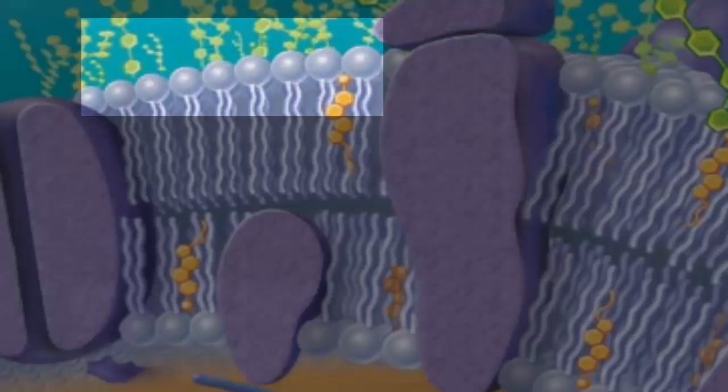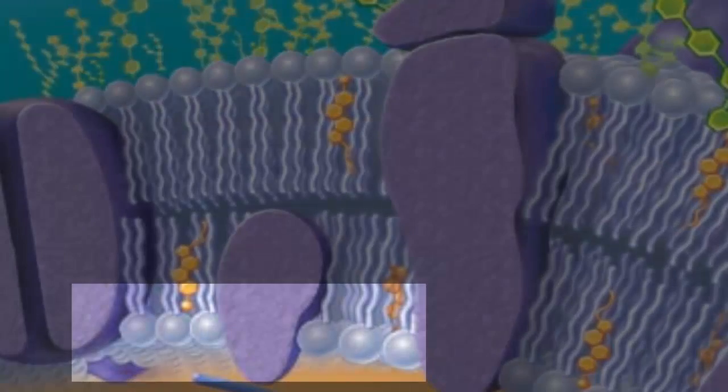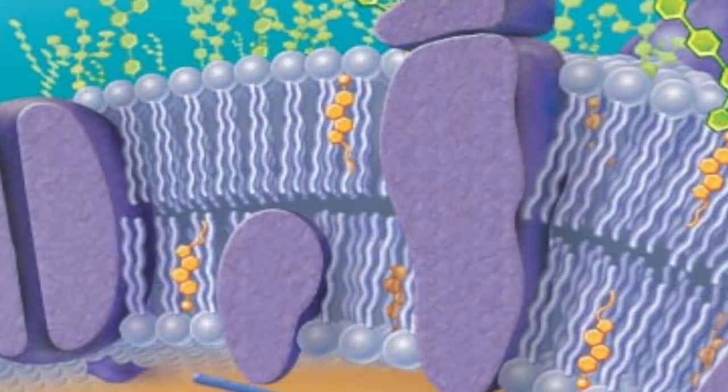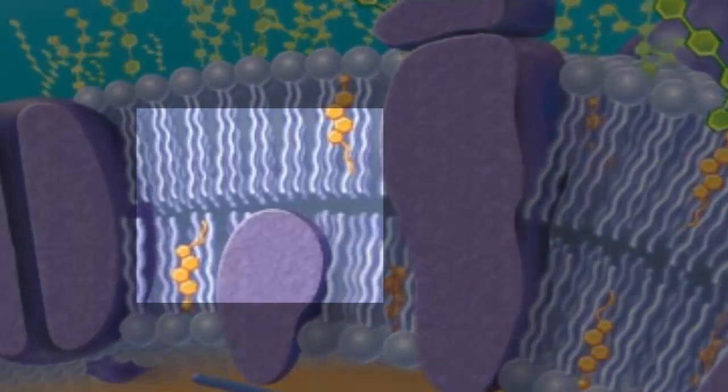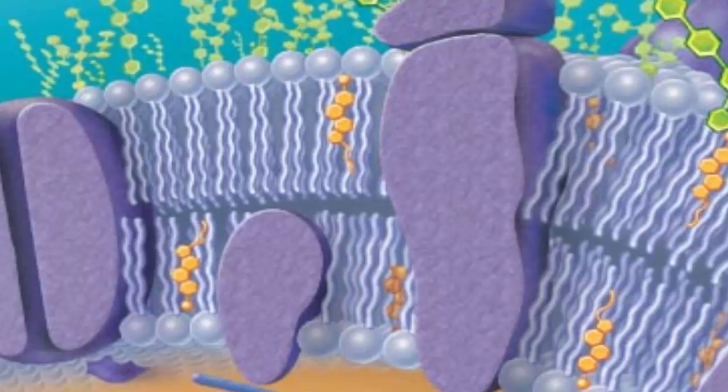This causes the outside and inside surface of the membrane to attract charged particles while the middle section repels them. Now let us look at an animation that explains how this configuration affects the movement of substances across the membrane.